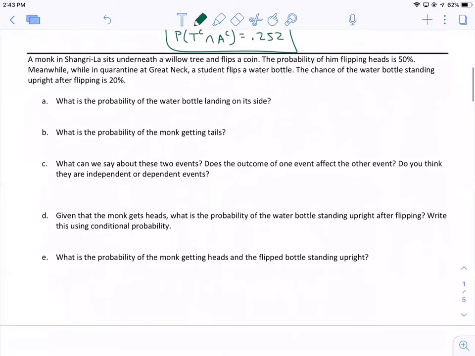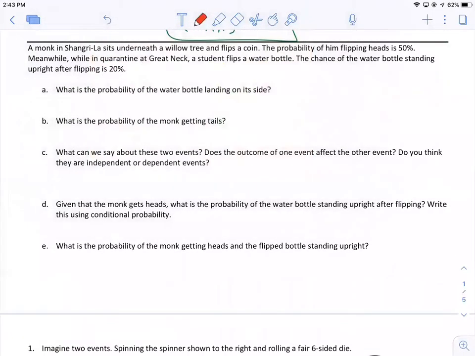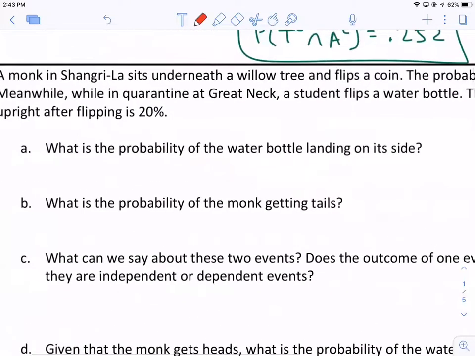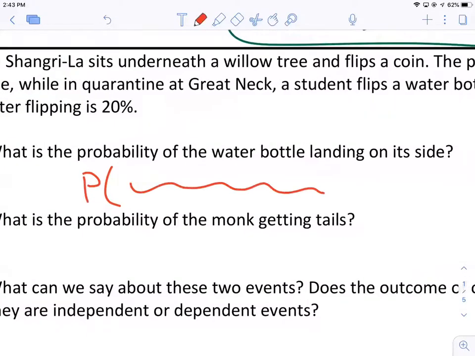All right, so let's take a look at our first example here that deals with independent events. A monk in Shangri-La sits underneath a willow tree and flips a coin. The probability of him flipping heads is 50%, as would be true for any other kind of student or any other kind of person. Meanwhile, in quarantine at Great Neck, a student flips a water bottle. The chance of the water bottle standing upright after flipping is 20%. So what is the probability of the water bottle landing on its side?